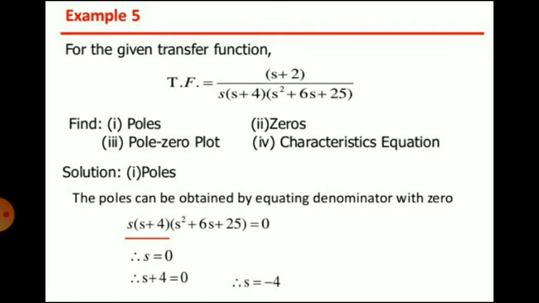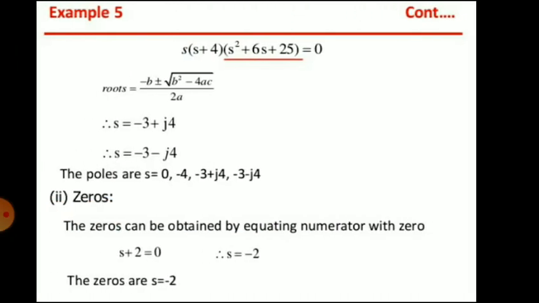Example 5, another example is given. For the transfer function, you have to find out the poles, zeros, pole zero plot and characteristic equation. For poles, you have to equate the denominator with 0. For the first two terms, s and s plus 4, you can easily find the roots, that is s equal to 0 and s equal to -4. For the remaining term, s square plus 6s plus 25, find out the factors.